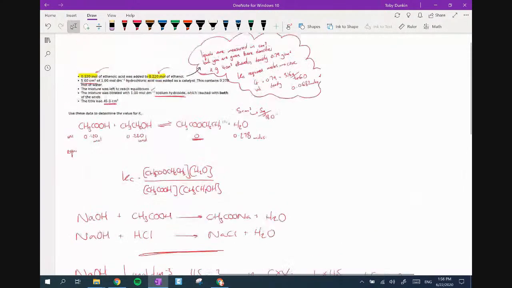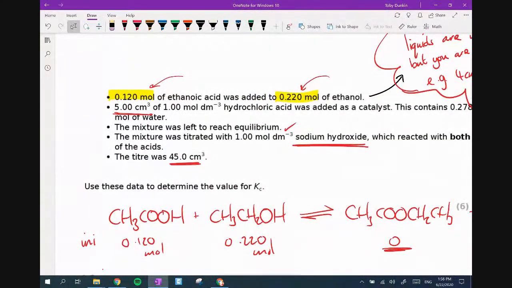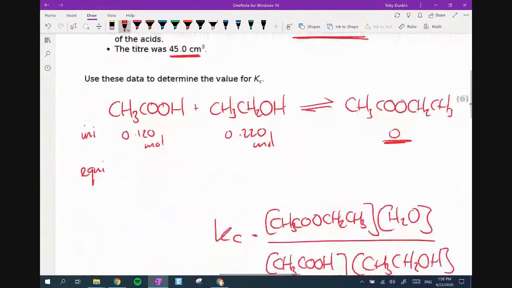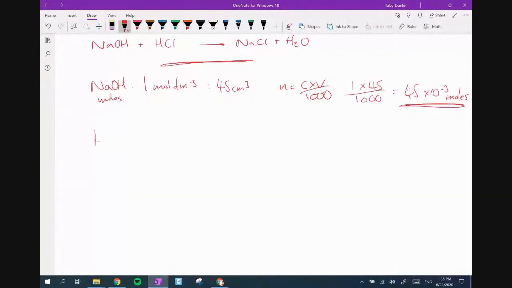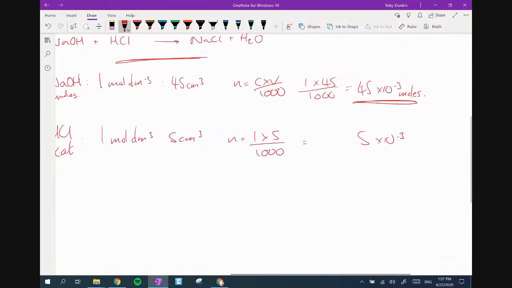Now what we need to do is work out the moles of catalyst. The catalyst was 5 centimeters cubed of 1 molar, so HCl catalyst was 1 mole per dm cubed and 5 centimeters cubed. Number of moles is C times V over 1,000, so 5 divided by 1,000 gives me 5 times 10 to the minus 3. Of course it does. Now, remember that's 45 times 10 to the minus 3.